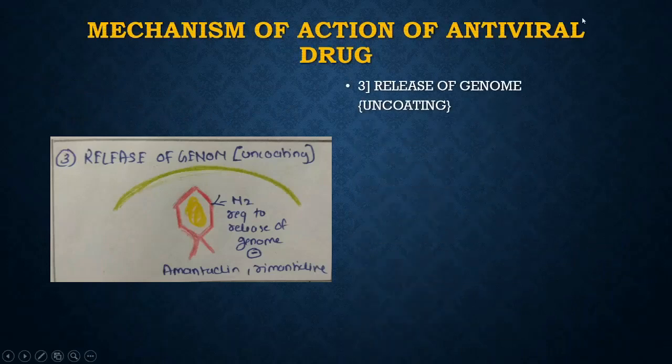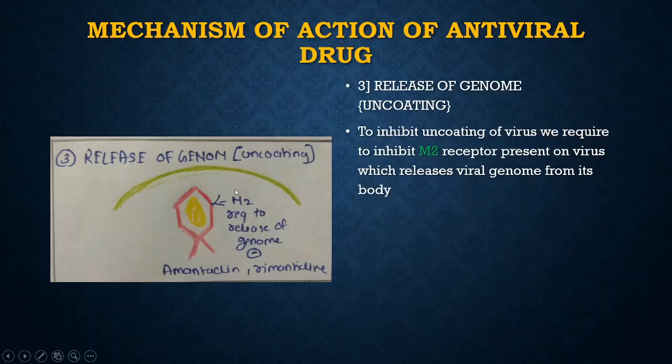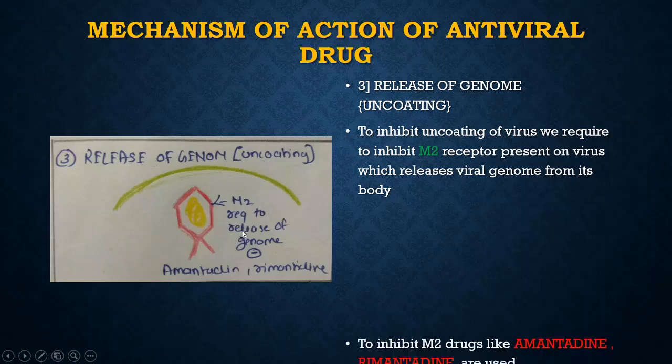Now third point is release of genome. Release of genome means uncoating. For this, there is the M2 receptor. This is the M2 receptor which is responsible for the release of genome from the viral cell. To inhibit this method, we have to inhibit the M2 receptor.